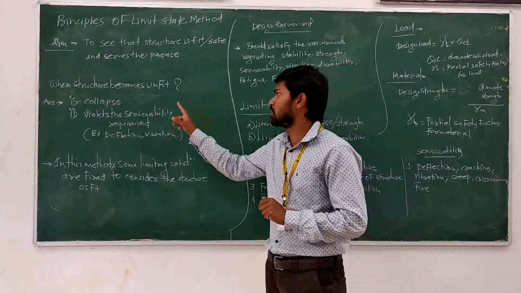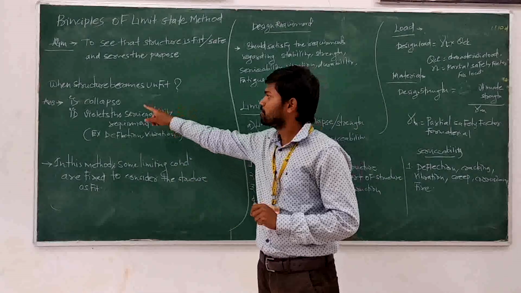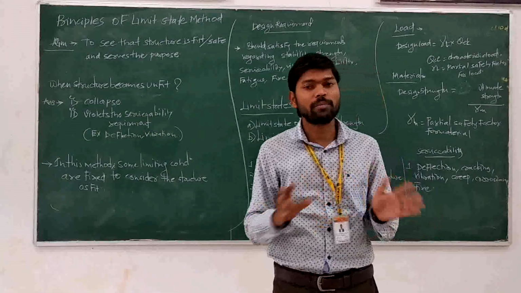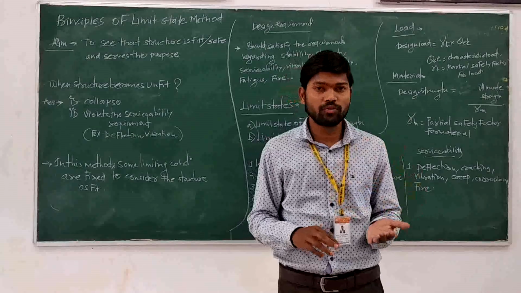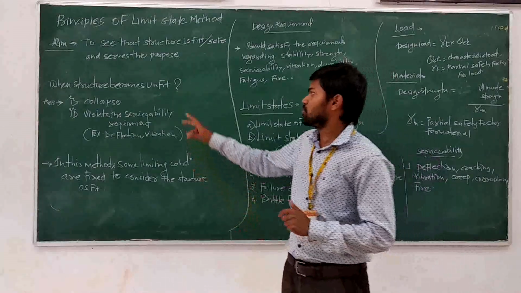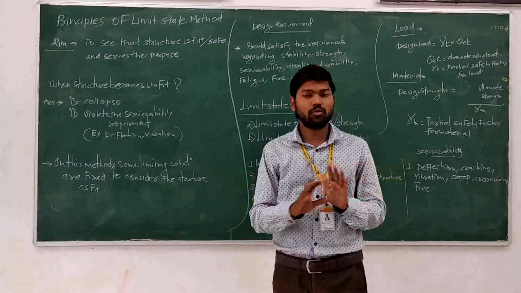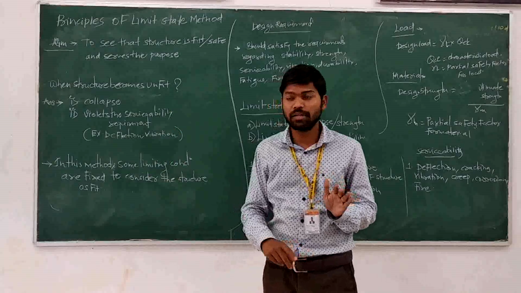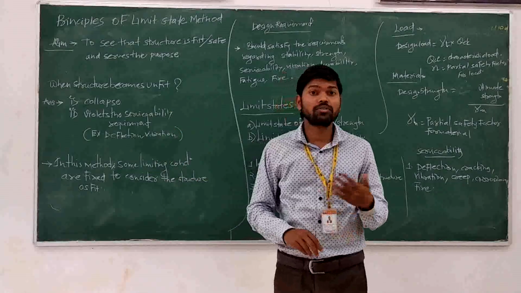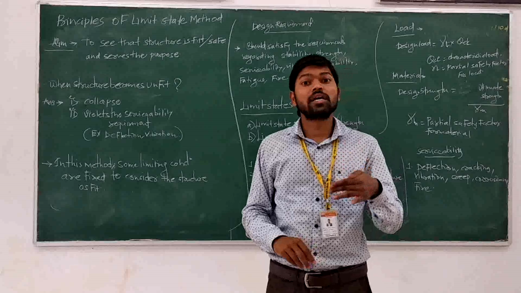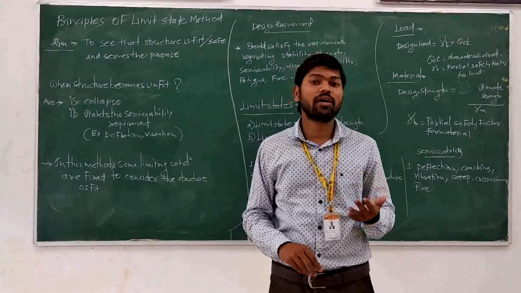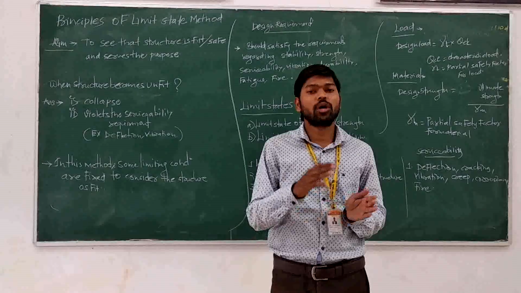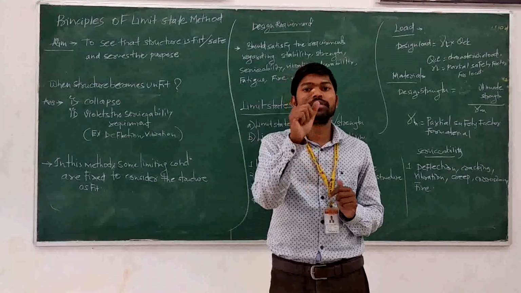Now, a structure becomes unfit when it collapses, that is, when it collapses due to loss of equilibrium, loss of stability, or excessive deformation. The second option for a structure to become unfit is the serviceability requirement. This is when any structure violates the serviceability requirement, when it stops functioning, when it stops serving the purpose for which it is made.